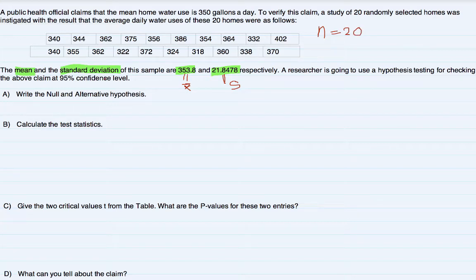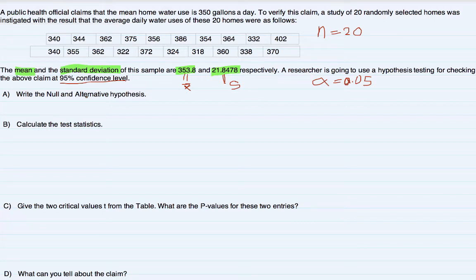And another important factor is this 95 confidence level. What does the 95 confidence level mean? That is the C. If C is 95, then alpha, which is the significance level, that is 0.05. It means alpha equals 1 minus C.